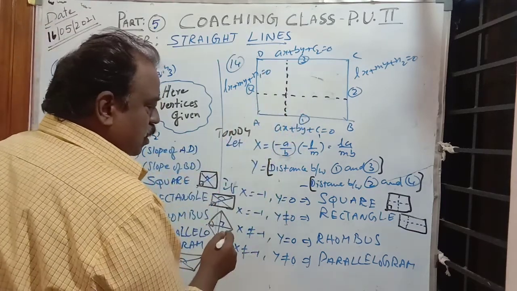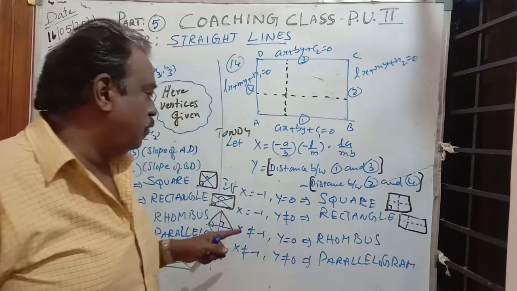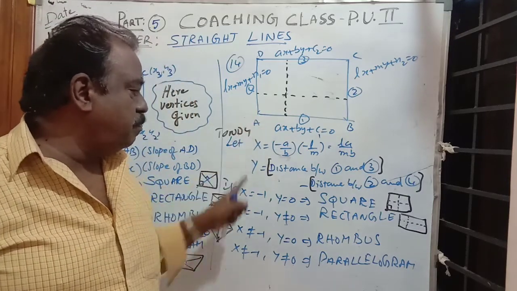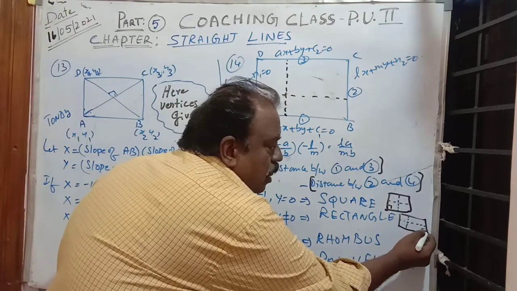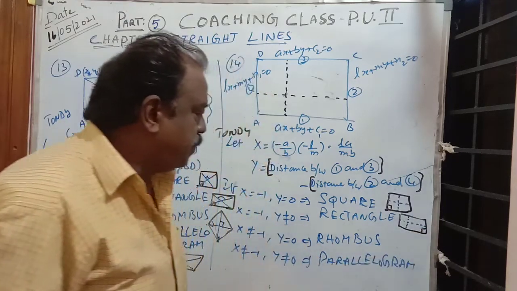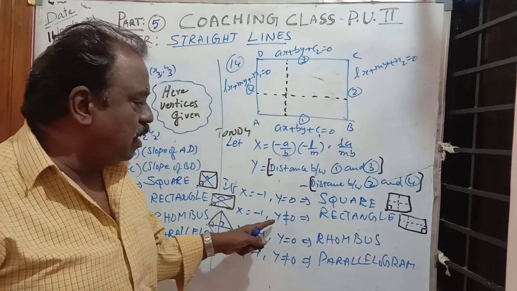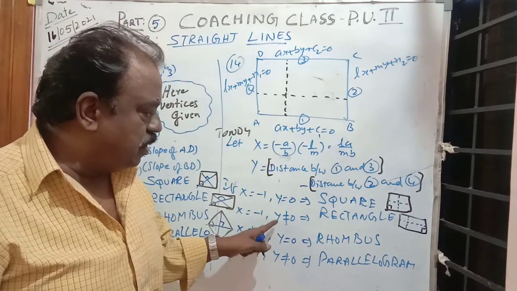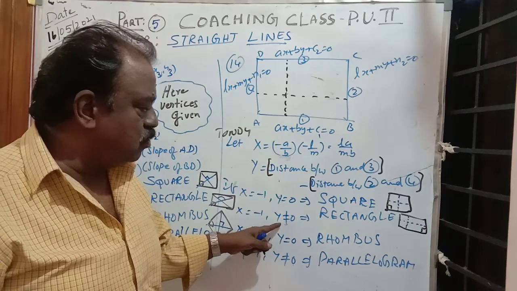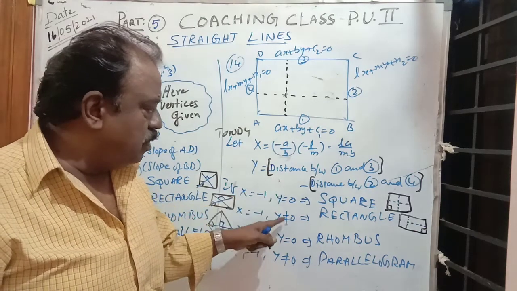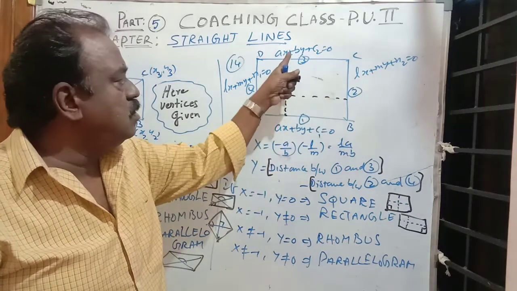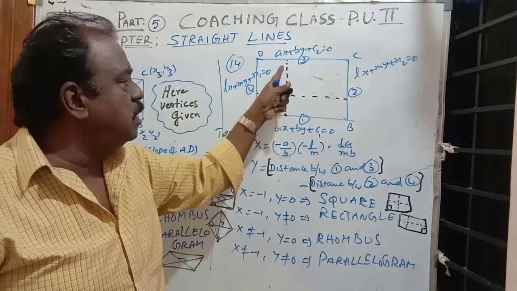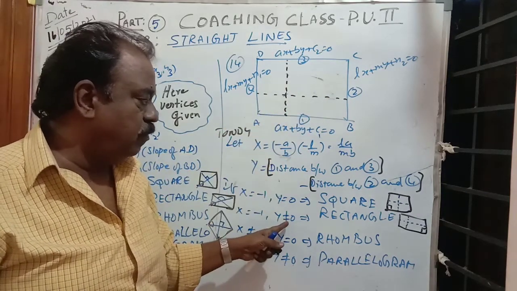Similarly, adjacent sides are perpendicular, whereas the difference of distances is not the same. That is the meaning. Y not equal to 0 means it may be any other number. If it is 7 and the other is only 5, we get 7 minus 5 is 2, not 0. It is a rectangle.